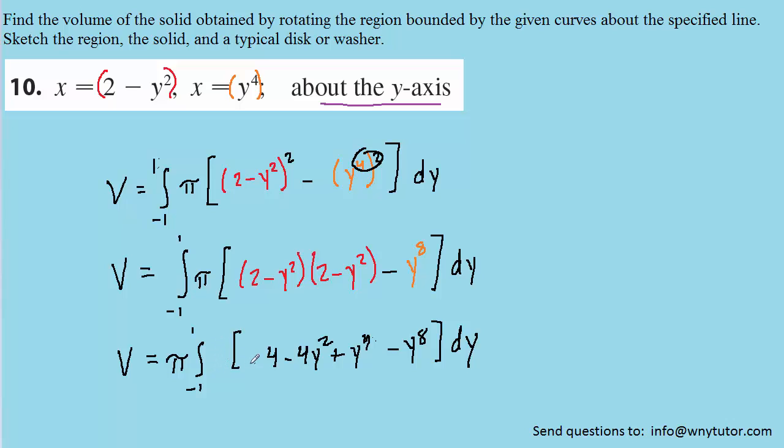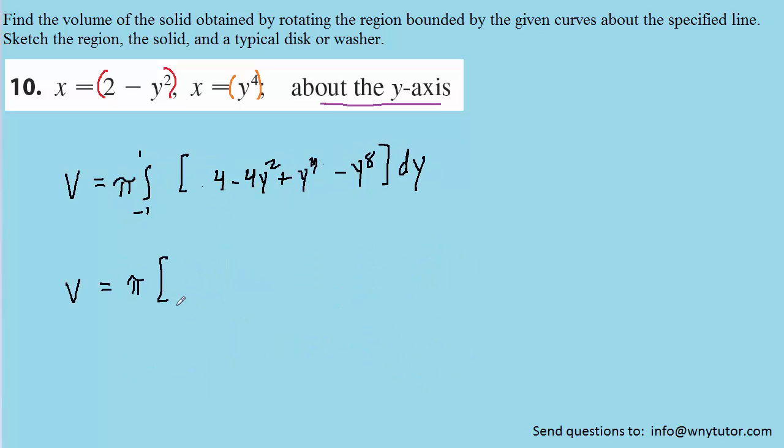Now we're going to go ahead and integrate. So the integral of 4 with respect to y will become 4y. For the next term, what we're going to do is add 1 to the exponent and then divide it by that new exponent. So 2 plus 1 here is going to be 3, and then we'll end up dividing by 3 as well. So we'll have 4y raised to the 3 over 3. Same thing with the next term. We'll have y to the 5th over 5. And then again, we'll add 1 to make y to the 9th and then divide by 9.